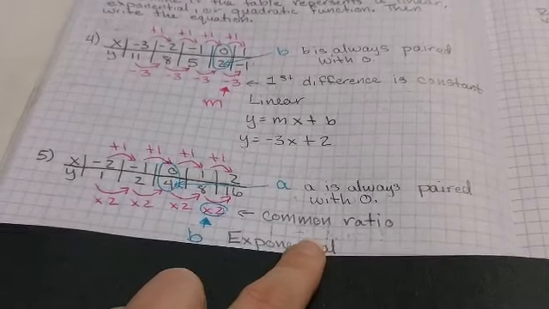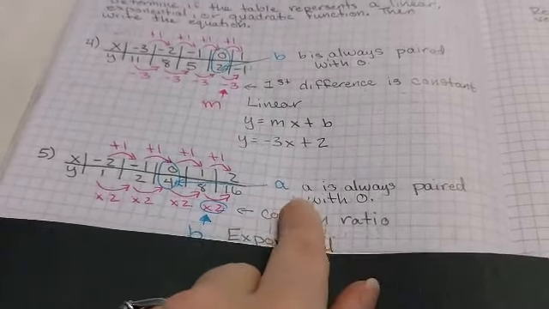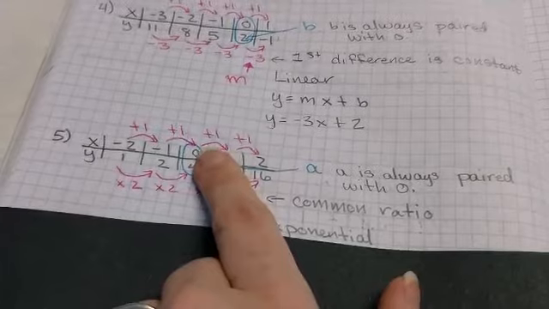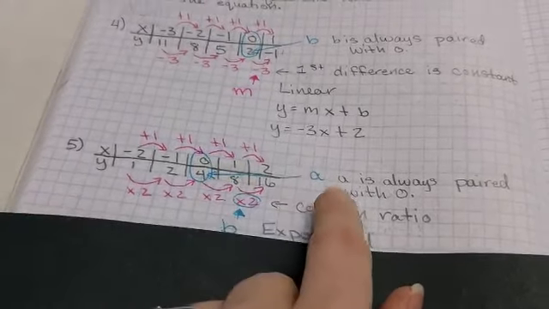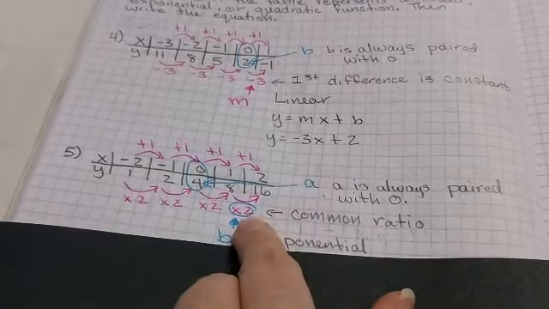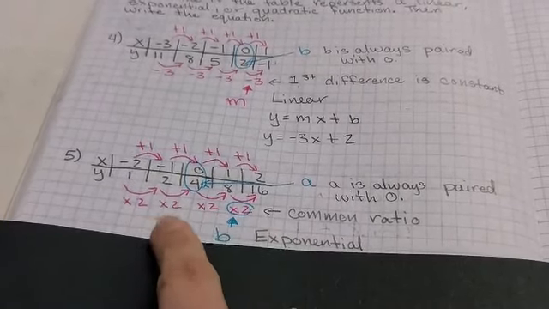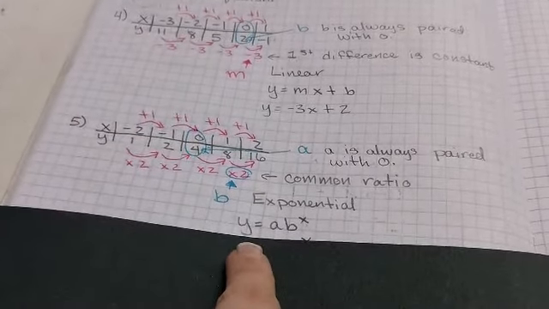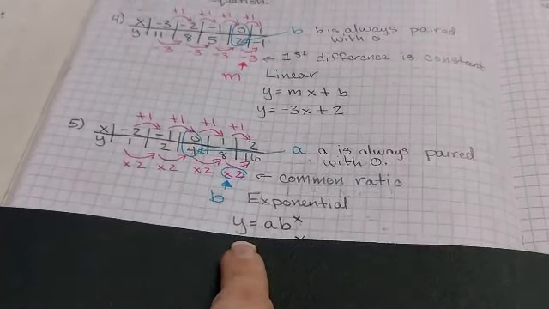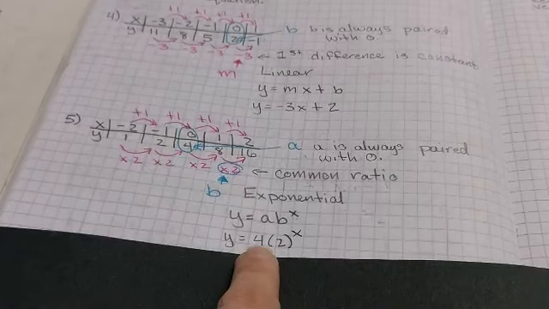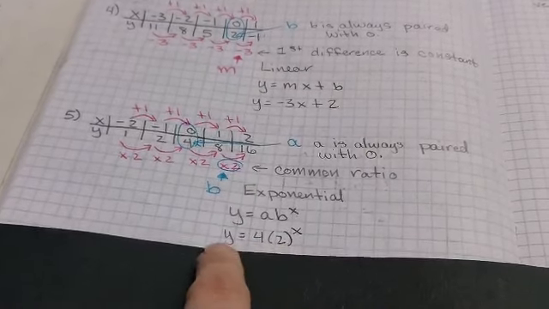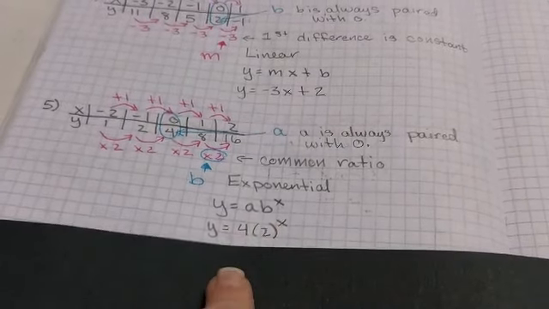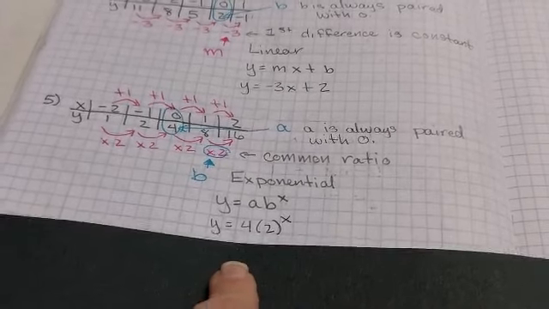Since it's exponential, I need to figure out my a and my b. A is my y-intercept, which is always paired with x equals 0. In my case, 0 is paired with 4, so a is going to be 4. Our b is what we are multiplying by at each step, which is 2. So I have y equals a times b to the power of x. I'm going to replace my a with 4 and my b with 2. So our final answer is y equals 4 times 2 to the power of x. And there is our exponential.